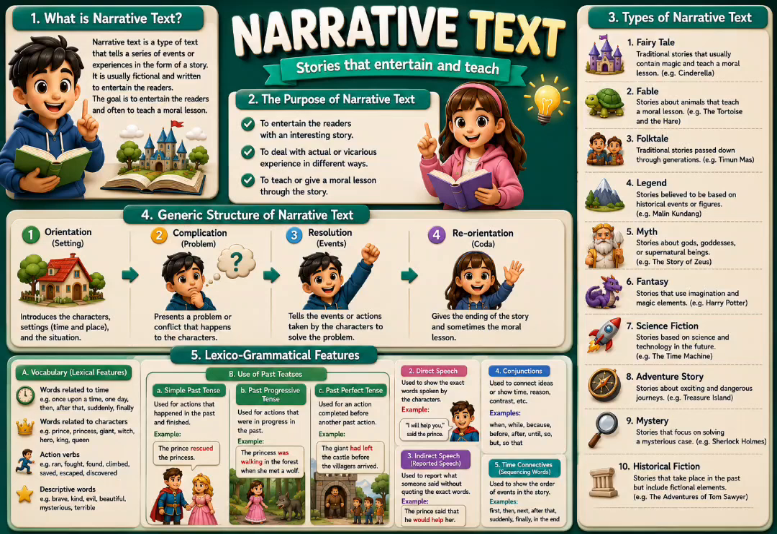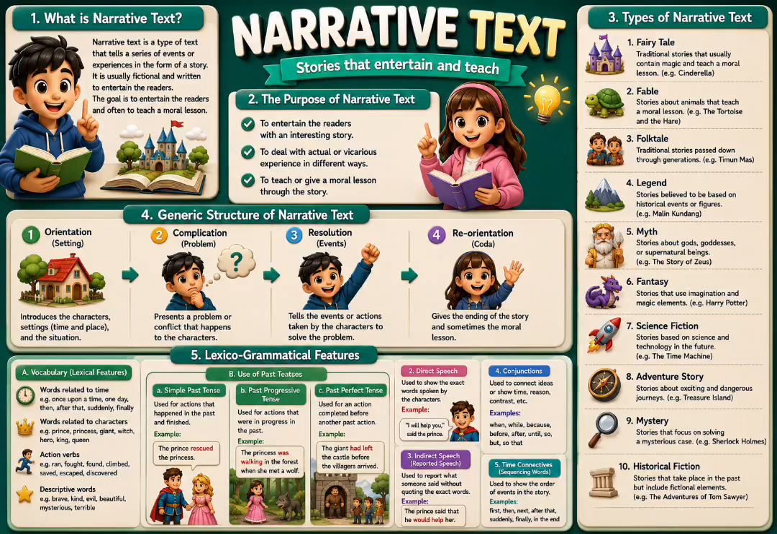Lexico-grammatical features. First, vocabulary. Narrative texts often use words related to time, such as once upon a time, one day, then, finally, and suddenly. They also use words describing characters, action verbs, and descriptive adjectives. Second, past tenses. Narrative texts usually tell events that happened in the past. We commonly use simple past tense. For example, the prince rescued the princess.